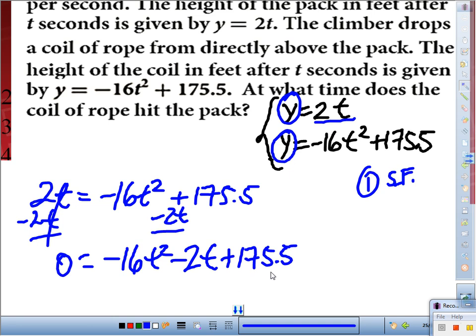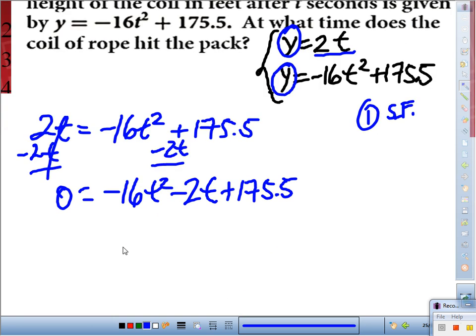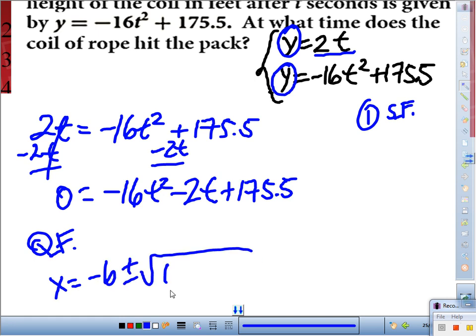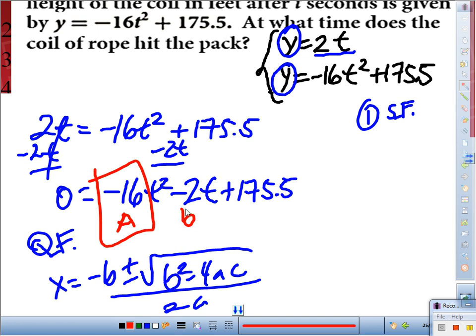Now here we have a special situation. Look up really quick. We're almost done. We can't factor because this one's a decimal. We can't complete the square also because we have a lot of stuff going on. What would be the last resort in solving this kind of equation? The quadratic formula. So you write x equals minus b plus minus square root b squared minus 4ac over 2a. Let's see, what is a here? Negative 16. What is b? Negative 2. And what is c? 175.5. And then you just substitute and find your zeros.